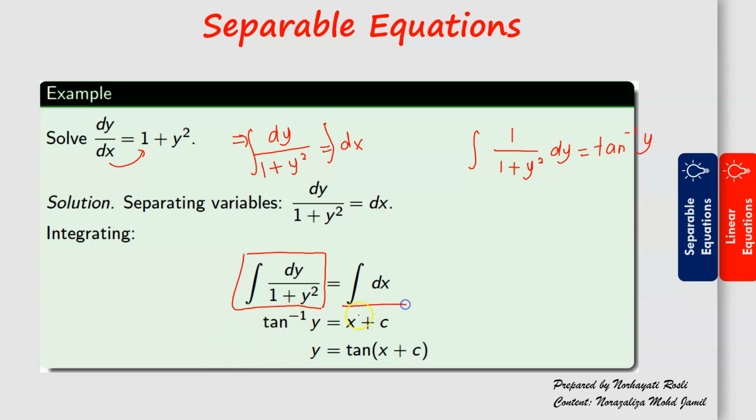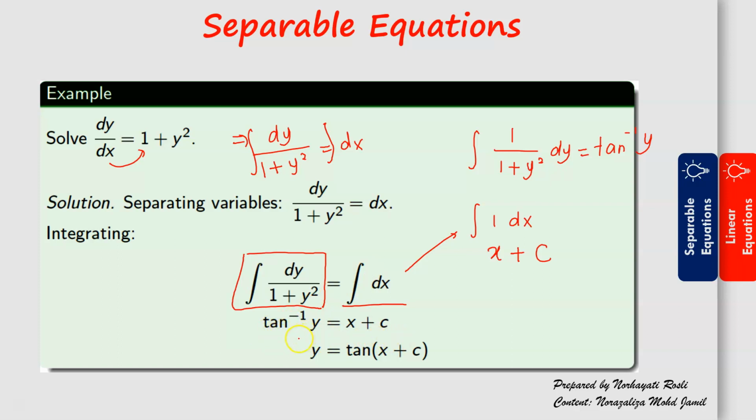And when we integrate the other side, the integration of dx is actually like the integration of 1 dx. You get x, and then you need to add the constant c. It's like what we have learned in week 1. So when I solve this, for this part I get arctan y, so I have arctan y equal to x plus c.